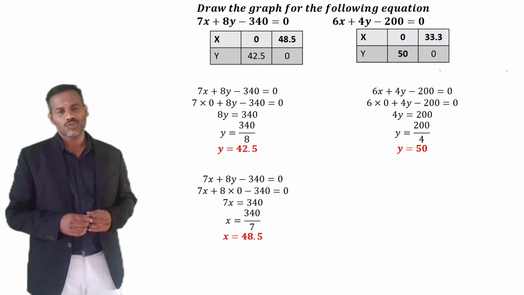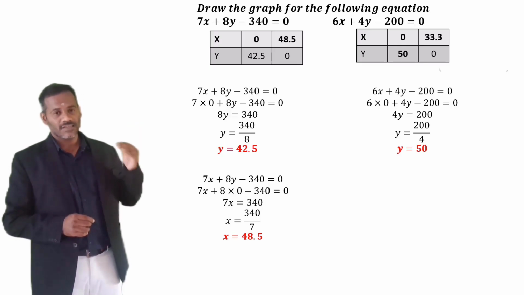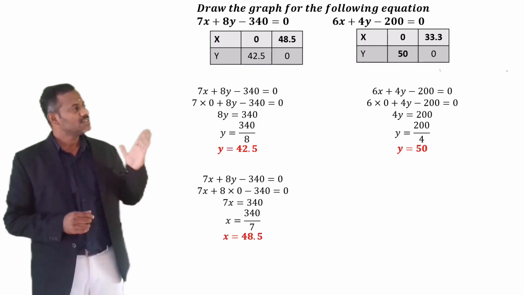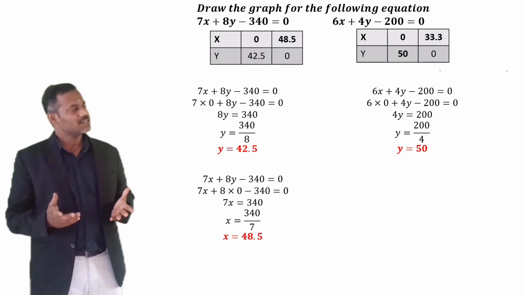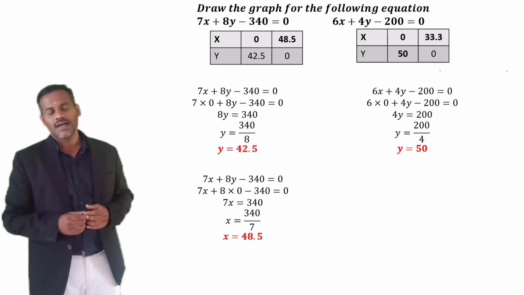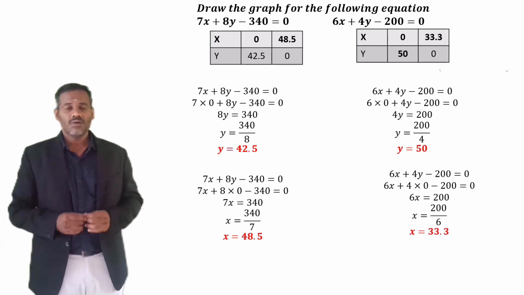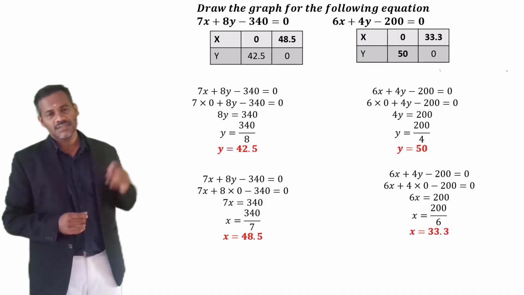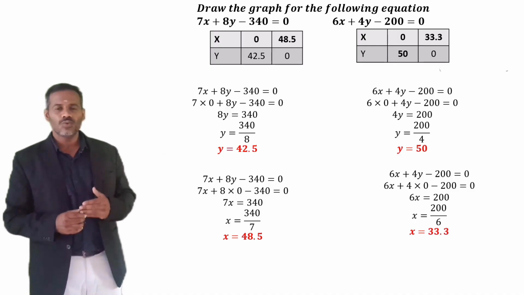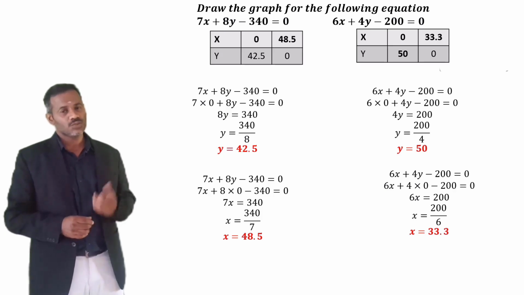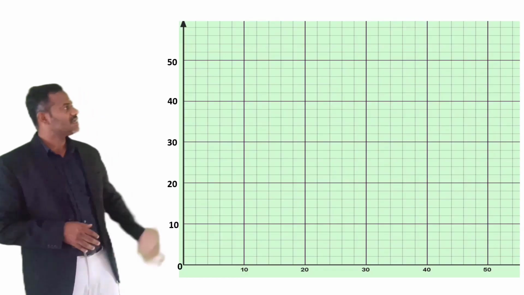So let's move to the next one. 6x plus 4y minus 200 is equal to 0. If x equal to 0, what we get? 6 into 0 plus 4y minus 200 is equal to 0. 4y is equal to 200 and y is equal to 200 by 4, so y is equal to 50. Now let y is equal to 0, what we get? 6x plus 4 into 0 minus 200. So 6x equal to 200, so x equal to 200 by 6. So we get x is equal to 33.3. Let us take the graph now.